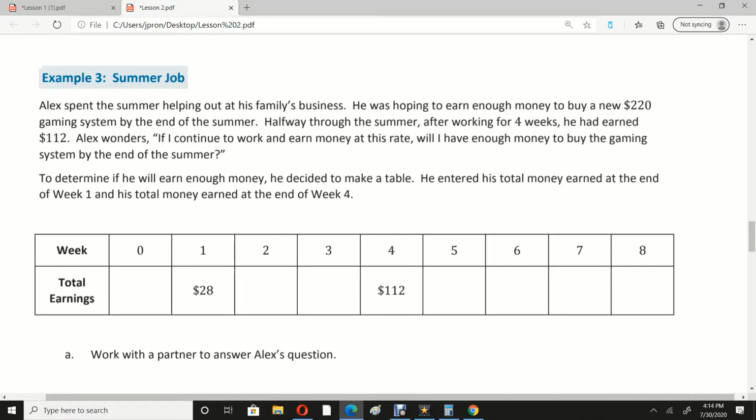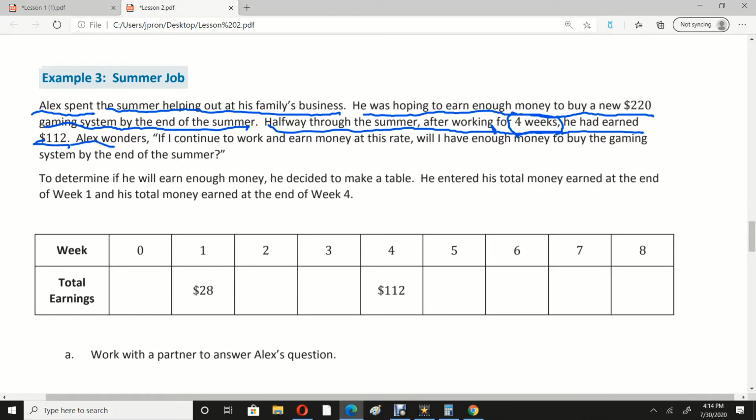So Alex spent the summer helping out his family's business. Great. He was hoping to earn enough money to buy a $220 gaming system. I don't know what gaming system he's buying for that much. Halfway through the summer, after working for 4 weeks, he had earned $112. So great, my math brain's already going off. I see some numbers here that I can work with.